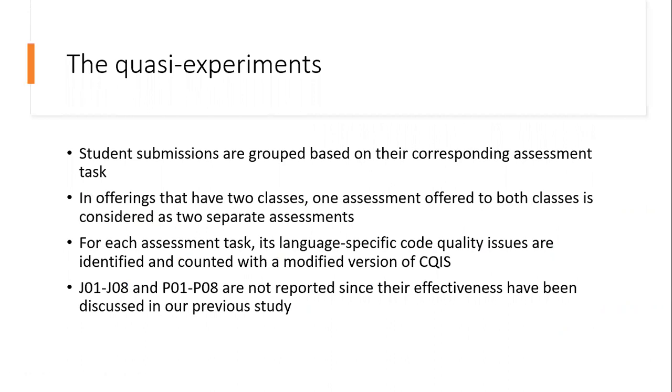So for each quasi-experiment, first, we collect student submissions and then group them based on their corresponding assessment tasks. In offerings that have 2 classes, 1 assessment offered to both classes is considered as 2 separate assessments. For each assessment task, its language-specific code quality issues are identified and counted with a modified version of CQIS. G01 to G08 and P01 to P08 are not reported since their effectiveness has been discussed in our previous study. You can see the study in the paper.